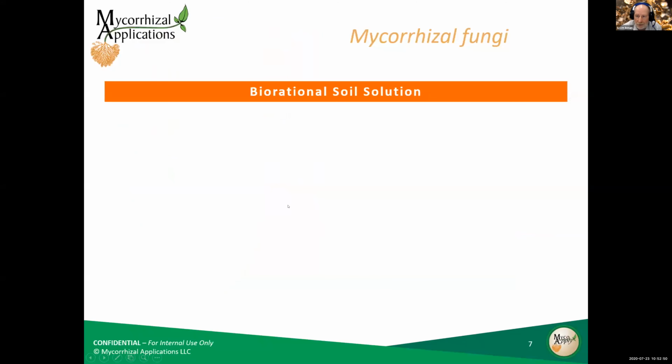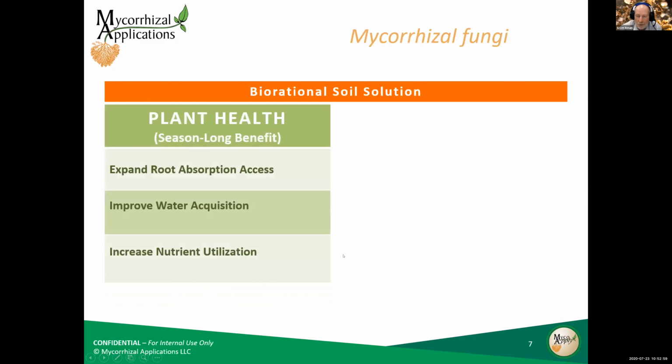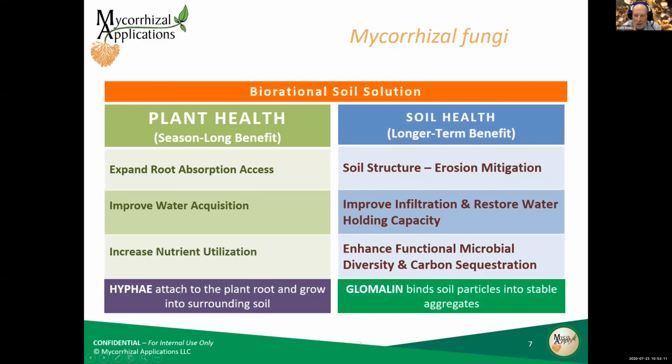So let's talk about soil health. Mycorrhizae is a little unique in comparison to a lot of the other organisms because of its association with the plant. So it has more of a short and a long term, and the short is season long or the life of the plant. In general, mycorrhizae stays with the plant for the duration of the plant cycle, whether an annual or a perennial, and it's driven by that relationship.